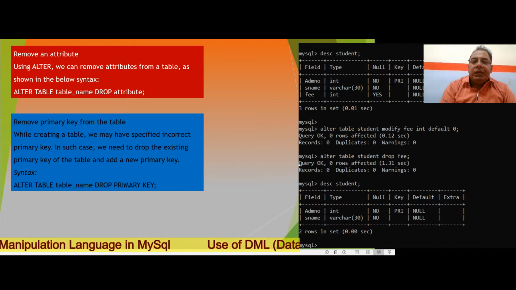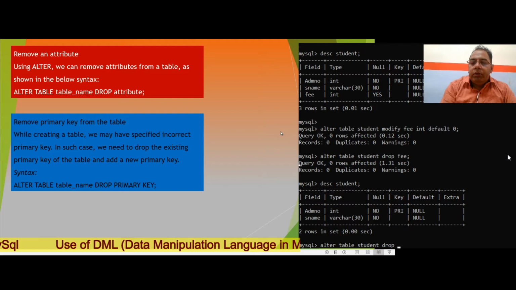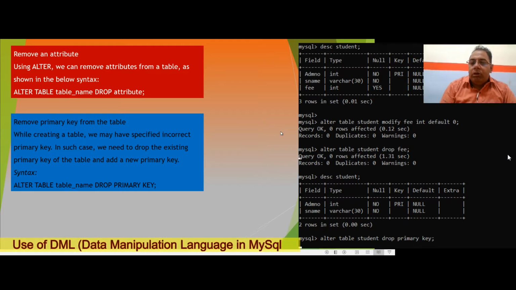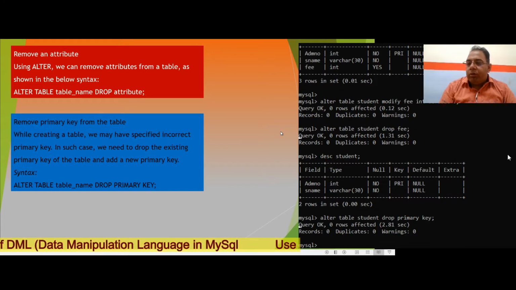Sometimes we need to remove a primary key from the table. For that we get into the table and write ALTER TABLE, then the table name, then DROP PRIMARY KEY, semicolon and press enter. Now the primary key is removed from our table.